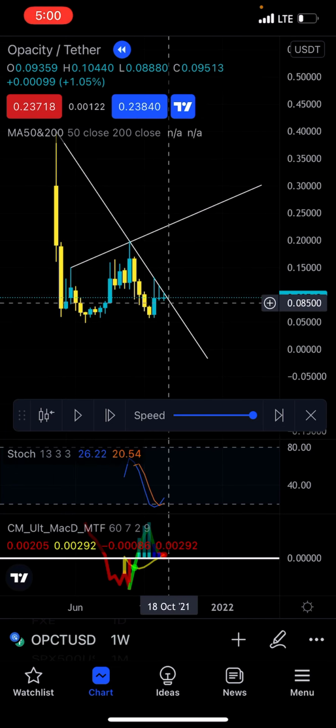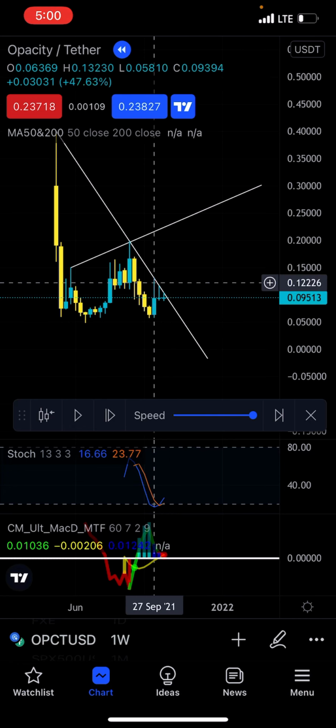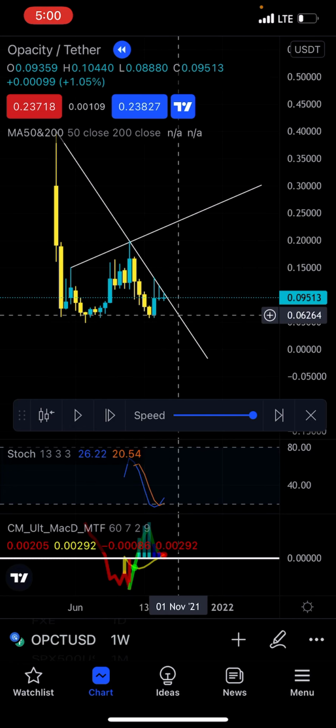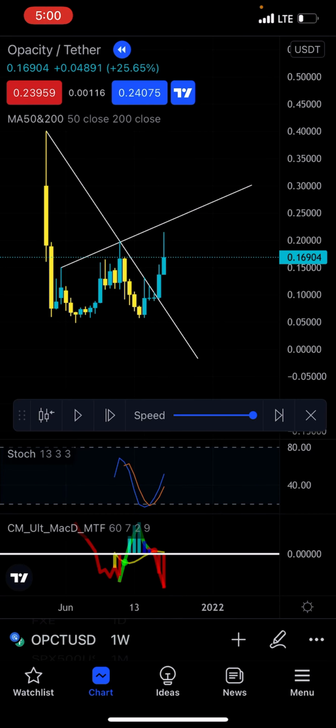Usually I say wait for confirmation. So I would have probably waited till we actually cross this trend right here, this downtrend from right here. So after this is broken, I would have probably gone in. And what happened the week after? Boom, right?